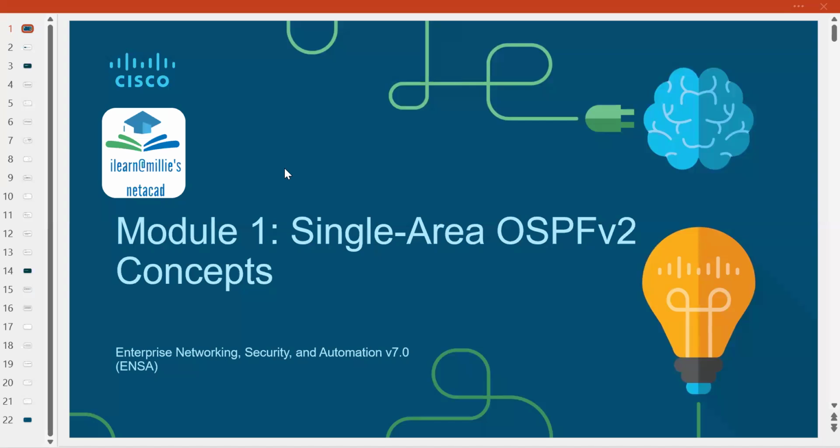Hello everyone. Today we introduce CCNA3, the first module, single area OSPF version 2 concepts. From the last course, CCNA2, the last chapters, we touched on routing concepts. We introduced routing and we mentioned two main functions: path determination and packet forwarding.